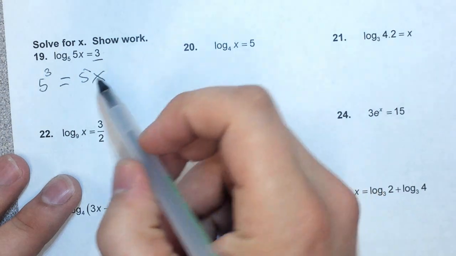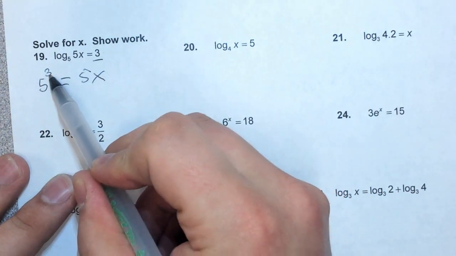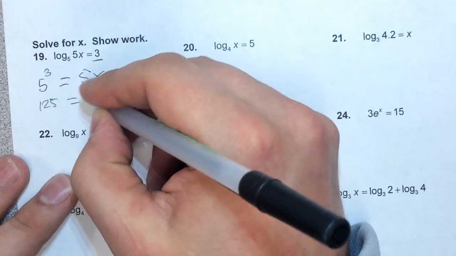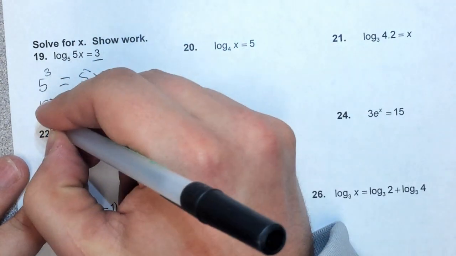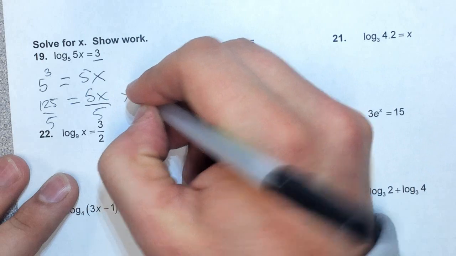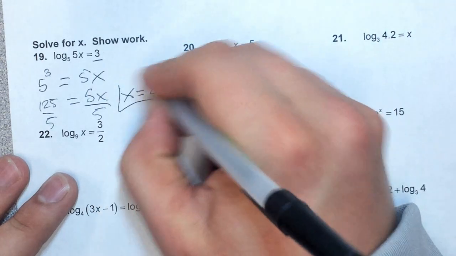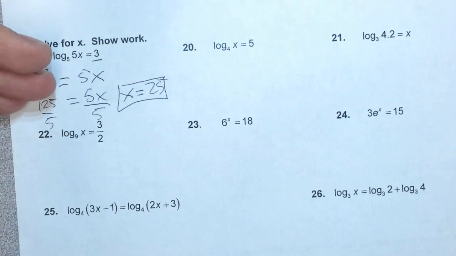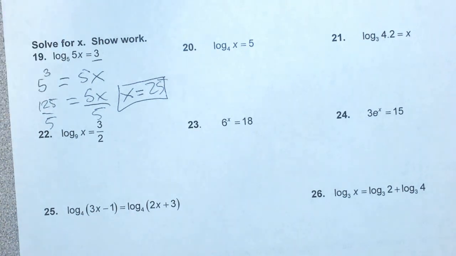From here, we can say, all right, 5 to the third power is 125, and that equals 5x. Then we can divide by 5, and we get x equals 25. Okay, pretty straightforward. Sometimes switching over from a logarithmic equation to an exponential can make it a lot more straightforward, a nice, easy linear equation that we can solve. Sometimes going the other way works too. Going from an exponential to a logarithmic makes things a lot easier as well.